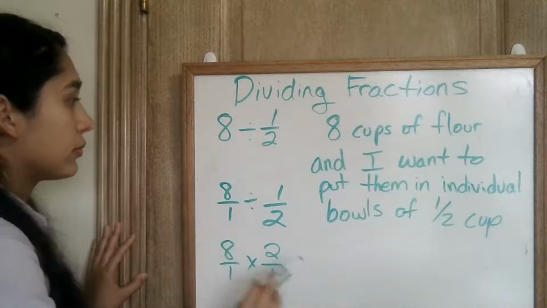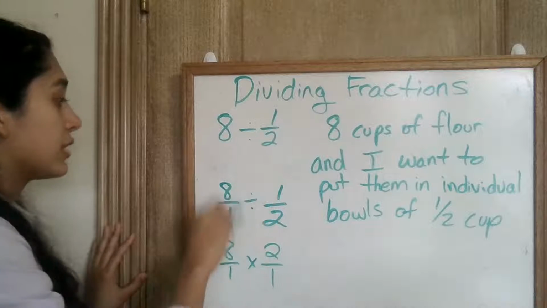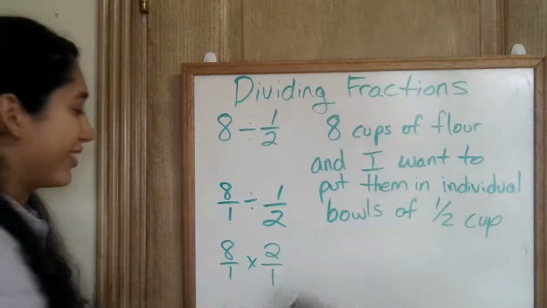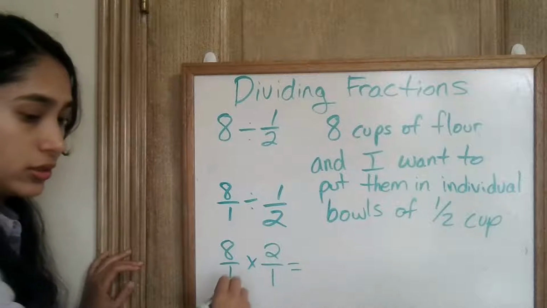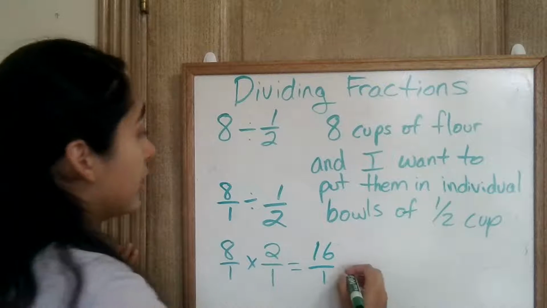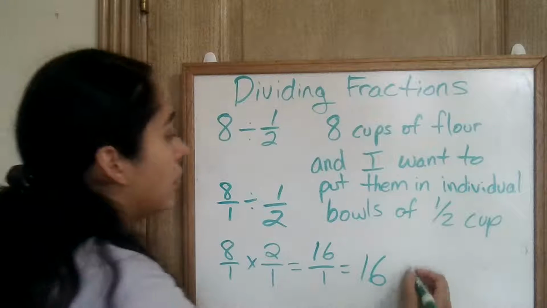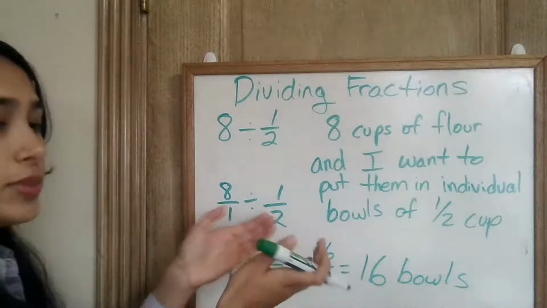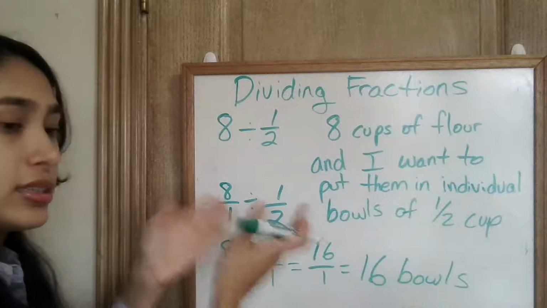So here it is. What is doing the dividing? That one's going to be flipped. So now that we have this, hey, what do you know, we have the common denominator. We can just go ahead and multiply across. And we'll get 16/1, which is the same thing as 16. So now I know I will need 16 bowls if I have 8 cups of flour and I want to divide it up into 1/2 cups. I'm going to need 16 containers.